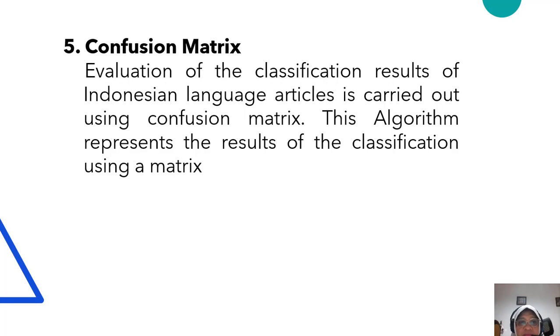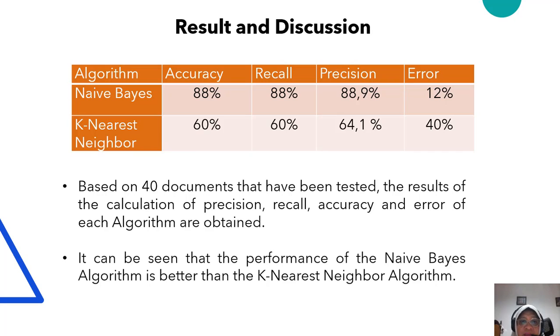And the next step, a confusion matrix. Evaluation of the classification result of Indonesian language articles is carried out using the confusion matrix. This algorithm presents the result of the classification using a matrix.